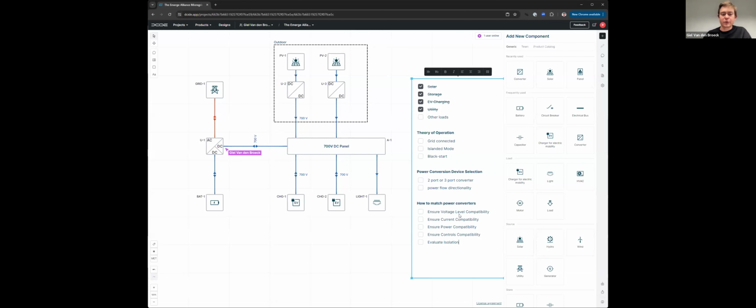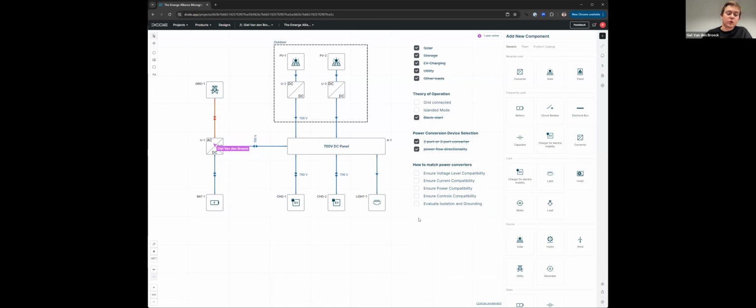And then obviously a third aspect is also the power flow direction of these components, unidirectional, bidirectional. In this case, the arrows indicate that we want to be able to send power from our DC backbone to batteries, send it back to the grid. So we want to select a converter that supports bidirectional power flow. That's what I would say.